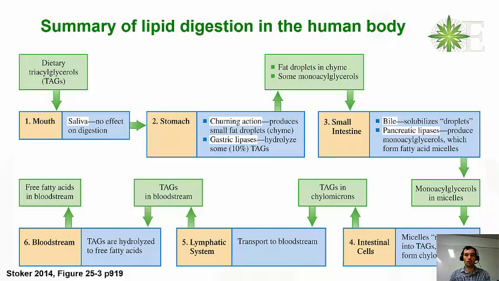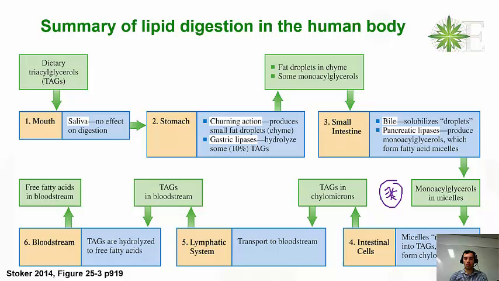We then take that content into the small intestine, and this is where the majority of the digestion takes place. We use the bile to solubilize those droplets, so they're more stable in the polar environment of the small intestine, and we've also got pancreatic lipases which further break down the triacylglycerols into monoacylglycerols and fatty acids, which are then able to assemble together to form those micelles, which is basically that ball with the polar heads around the outside and the fatty acid tails pointing inward.